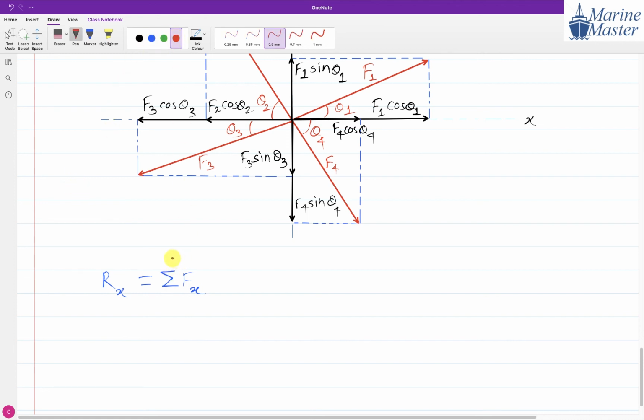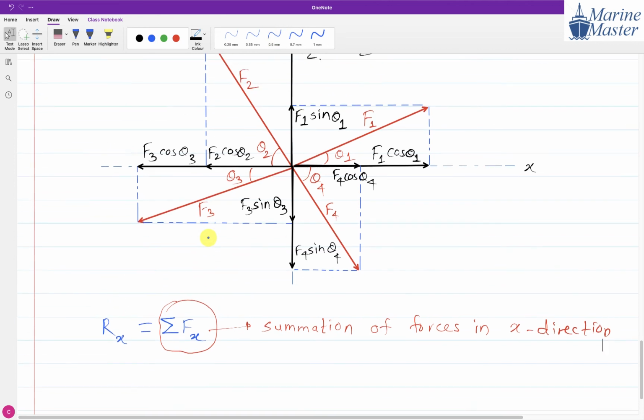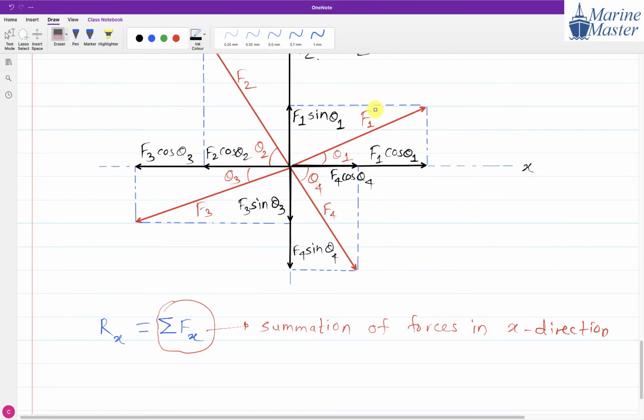The meaning of this symbol is summation of the forces in x direction. So that is Rx, summation of forces in x direction. So now what are the forces here? What we did here, we replaced F1 by its two components, F2 by its two components, F3 by its components, and similarly F4 by its components.